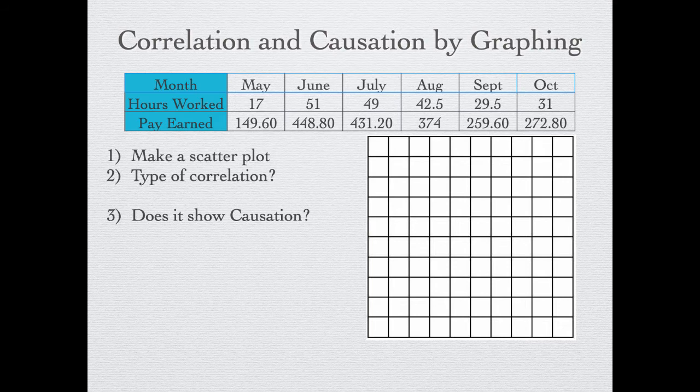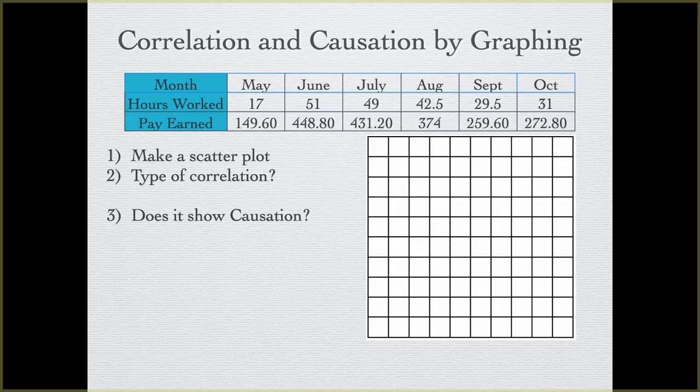We do another one of these where we do the correlation and causation by graphing. Again, the first step is to make a scatter plot. And again, we need to figure out what we're going to do for scales. We need to make sure we label our graphs. So that's one of the first things I'm going to do, is label so I don't forget.